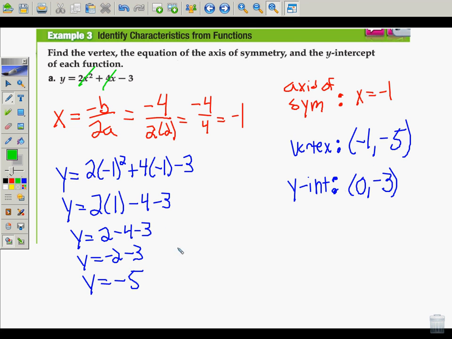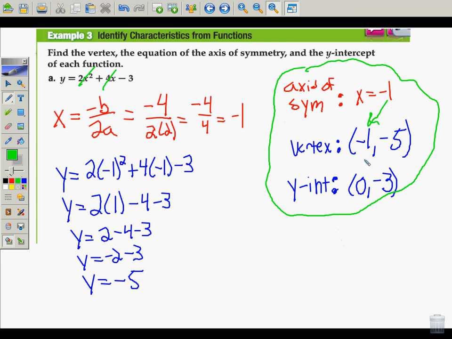And there we've done it. We've just found our axis of symmetry, our vertex, and our y-intercept. Once you find the axis of symmetry, that gives you the x value for your vertex, and you can use that to find your y value for your vertex, and then your y-intercept is the easy part.